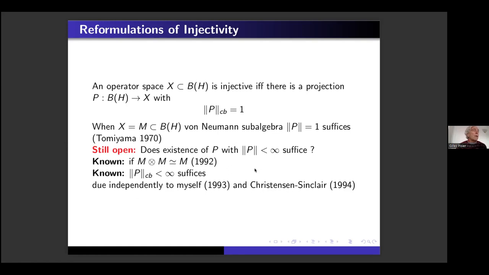The other thing which is known is that if you look at a completely bounded projection, then indeed it forces injectivity. A completely bounded projection is of course not automatically of norm 1, this is clear, but some other projection of norm 1 exists. This is something that we proved independently of Christensen-Sinclair.